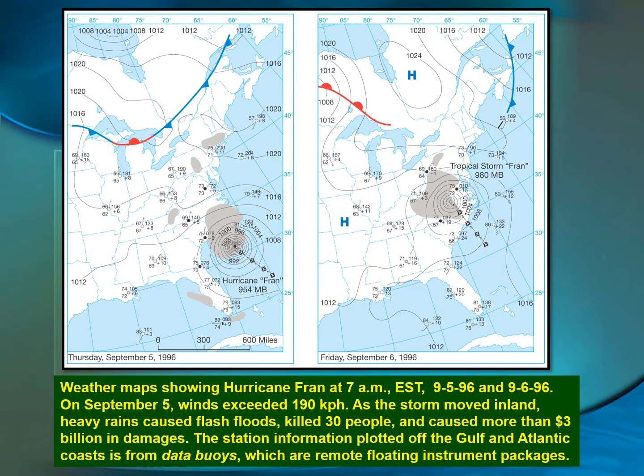This is a weather map showing Fran. Okay, so Fran was back in '96. So I moved to Wilmington, North Carolina to go to grad school at UNCW. I moved there back in 2003.